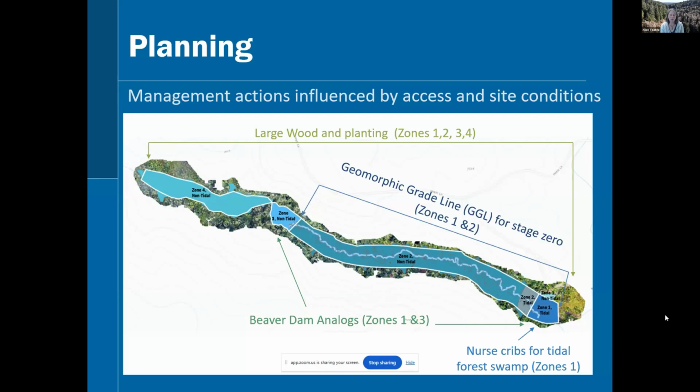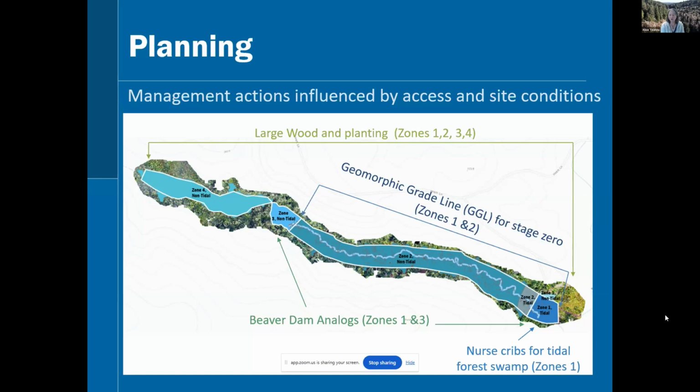So I wanted to point out that our management actions and our restoration practices were influenced by several things, including site conditions that were determined by pre-restoration monitoring, as well as online databases that I'll talk about, as well as access. And so, with this kind of restoration work, we were using heavy machinery for a lot of it, and we couldn't access certain sites. So what you can see here is throughout the whole valley, there's large wood placement and planting of diverse native wetland and riparian species.